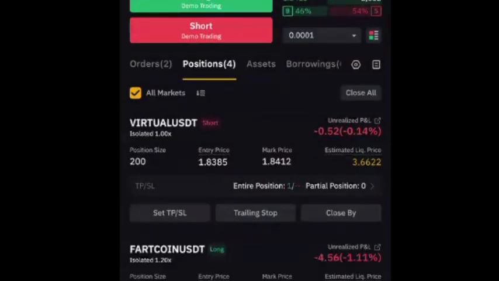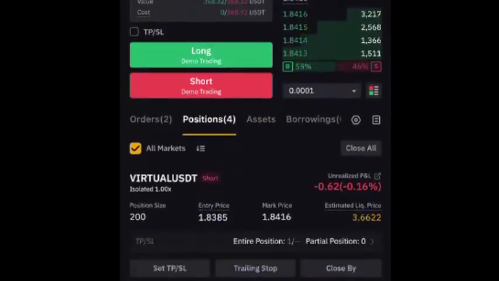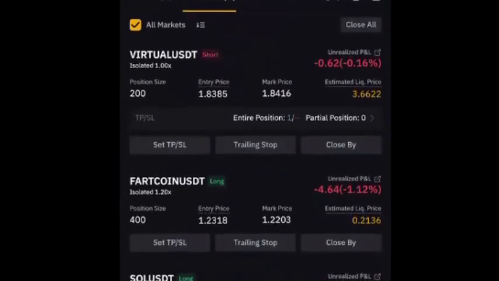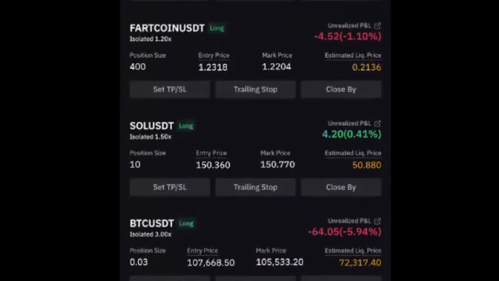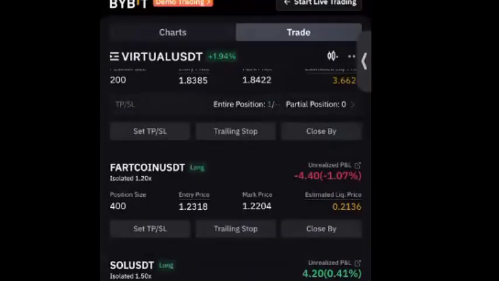Now I'm also going to show us, before I go to the next major strategy, if you wanted to close this trade, you just click close buy. You click maybe 50% or 100% of your money, click confirm. It's on market and limit. Market means you exit at the current market value of the coin. Limit means you set a predetermined price. So we are done.